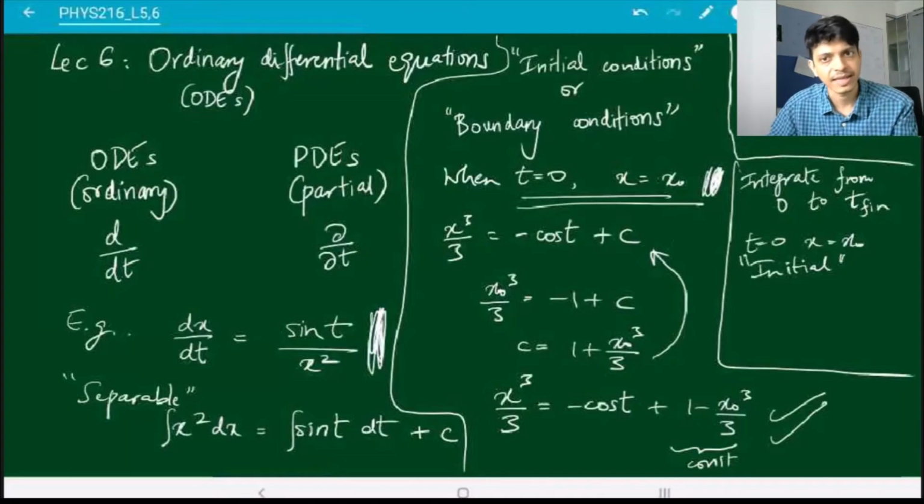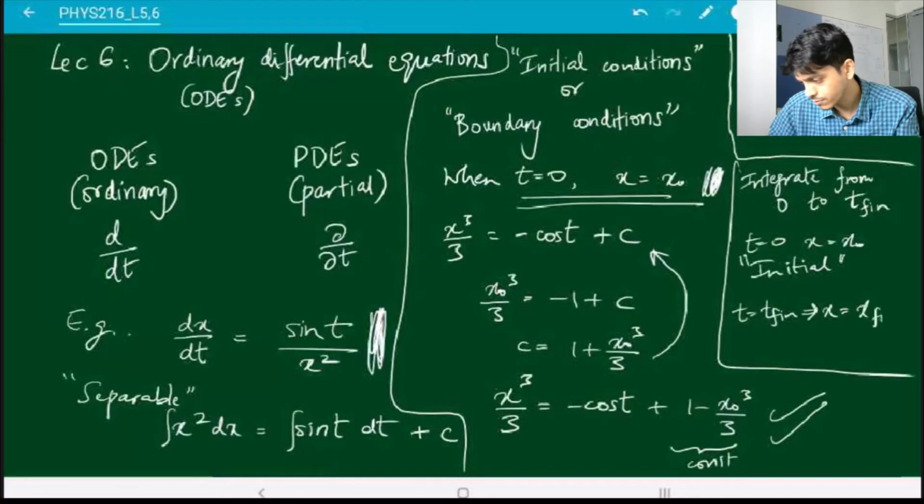You might want to give it at the end. So you might say that when t is equal to t fin, then x is equal to, let's call it x fin. So you specify the value at the end. So in general, this is not an initial condition, this is an endpoint condition. If it can be either initial or final, then it's called a boundary condition.